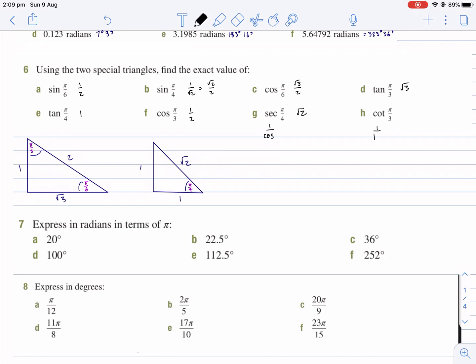Cot is 1 on tan. So tan pi on 3 is root 3 on 1. So cot pi on 3 will be 1 on root 3, which is the same as root 3 on 3.